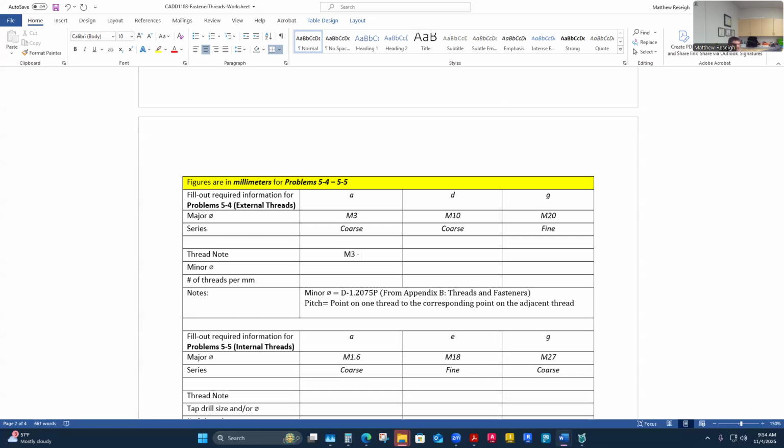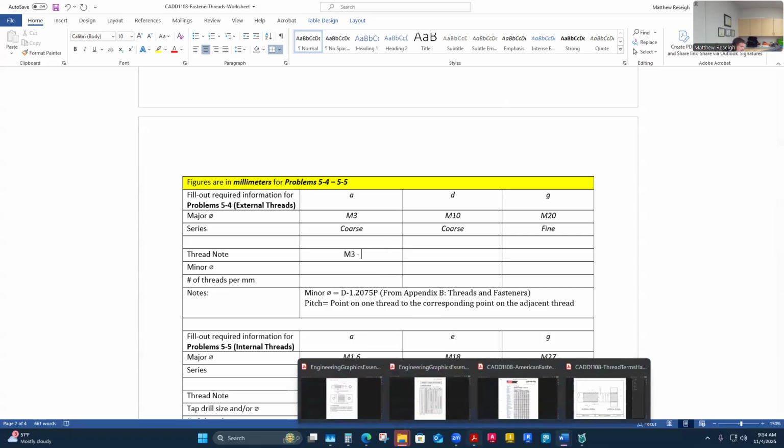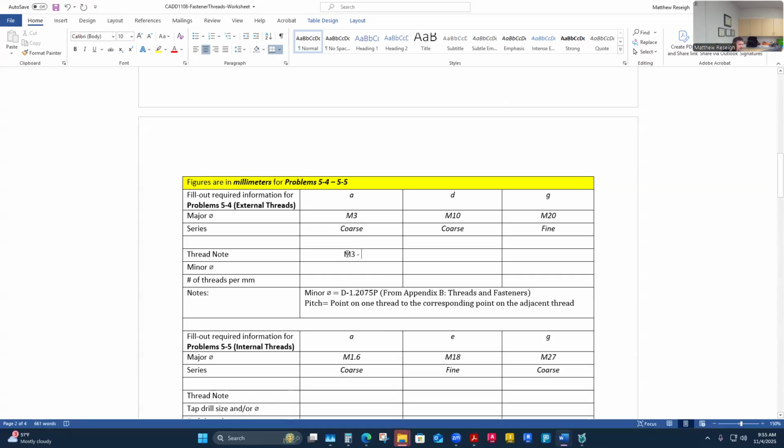Then it'll be the same way. It's going to be another column of classification status, and it's coarse. So now I need to reference my sheet, so let me go over to Appendix B. In your textbook, the A step is figuring out if it's metric or not and applying the M. The B step is the major diameter. So that's the A and B steps. The C step is going to be the thread pitch in millimeters, and then we follow that with a dash.